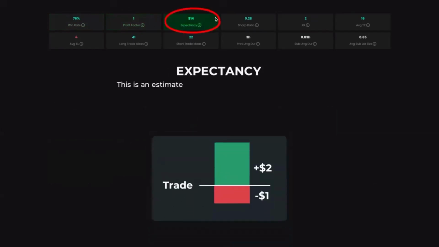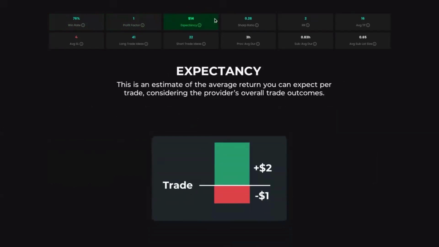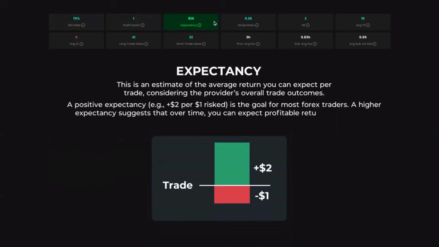Expectancy. This is an estimate of the average return you can expect per trade, considering the provider's overall trade outcomes. A positive expectancy of $2 per $1 risked is the goal for most Forex traders. A higher expectancy suggests that over time, you can expect profitable returns per trade on average.